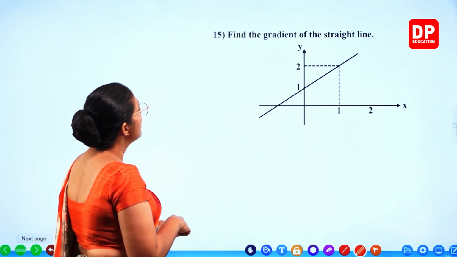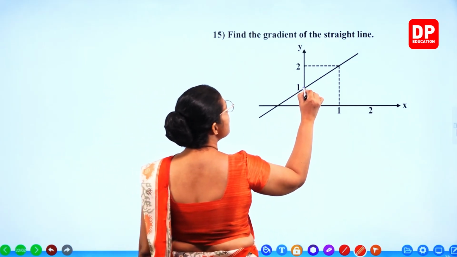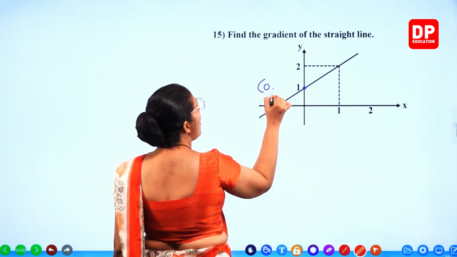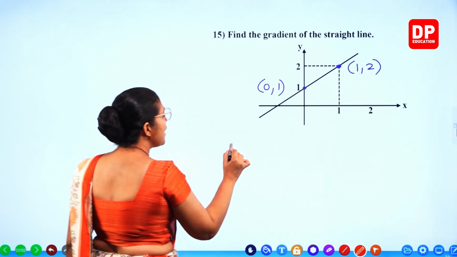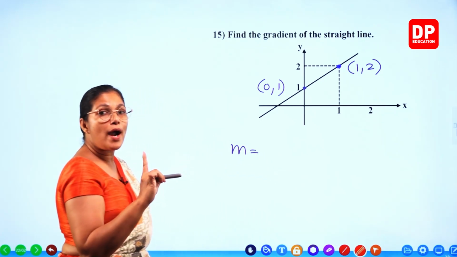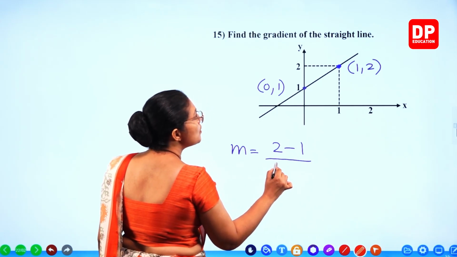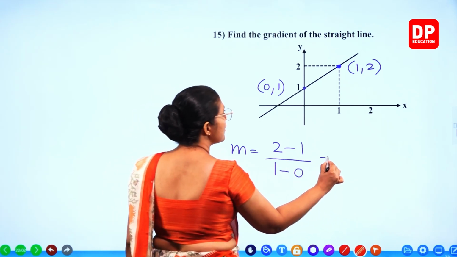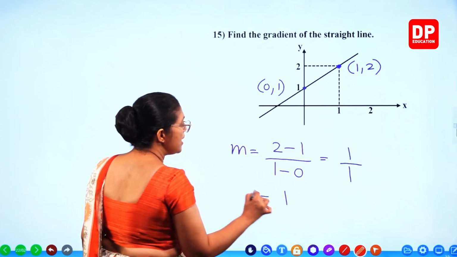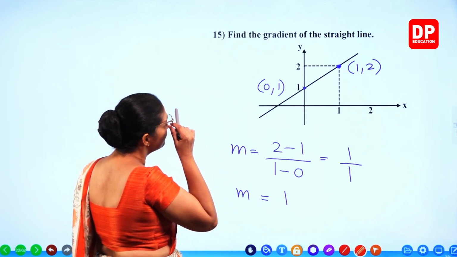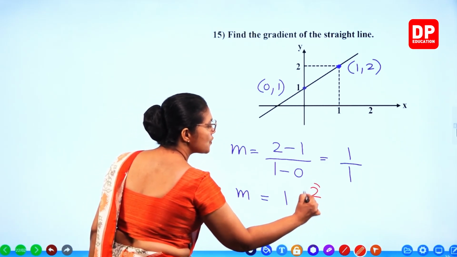Question number 15. Find the gradient of the straight line. So we'll mark these points. This one is 0, 1. This point is given 1, 2. How you find out the gradient? Difference between y coordinates, that means 2 minus 1, over difference between x coordinates, 1 minus 0. 2 minus 1 is 1, 1 minus 0 is 1. Gradient is 1. Two marks for that.